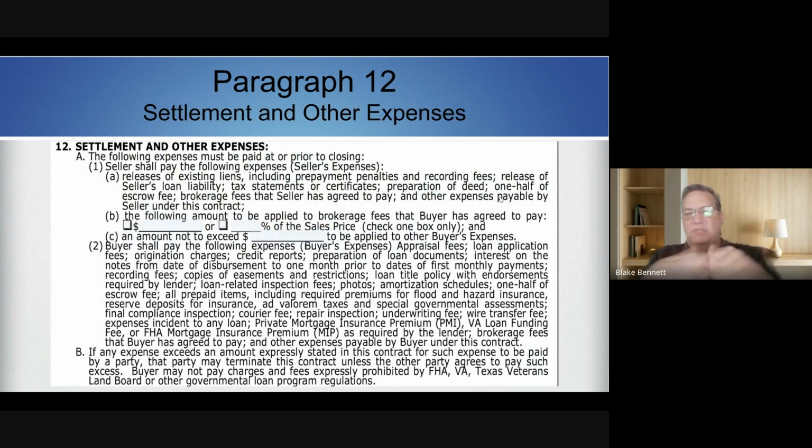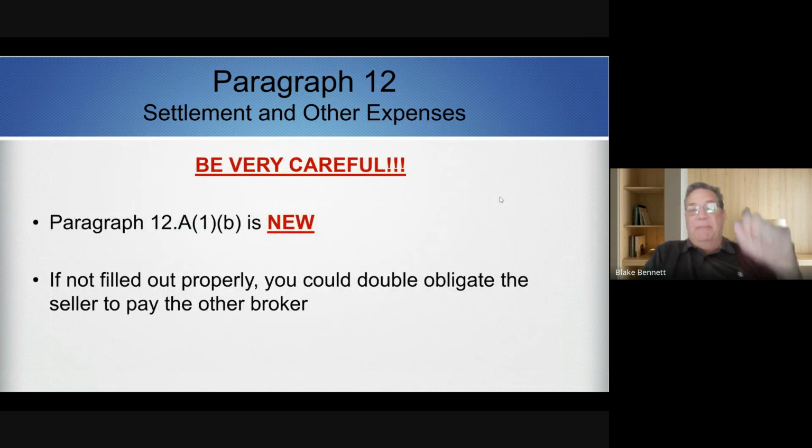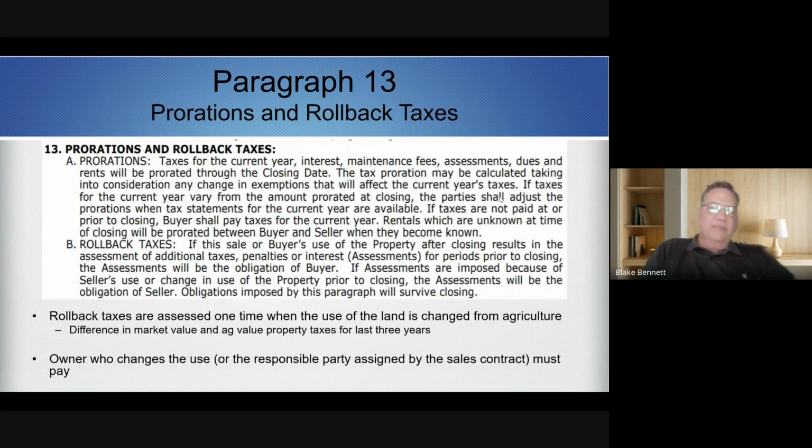Settlement and other expenses, paragraph 12, no different than what you normally see with your other contracts. Be careful here though. 12A, this one's new. If you don't fill that out properly, you could double obligate the seller to pay the other broker. So y'all have gone through that, as this is coming out from the NAR settlement. Sure, your broker's gone over it with you as far as how you're going to fill it out and how both sides are going to get paid.